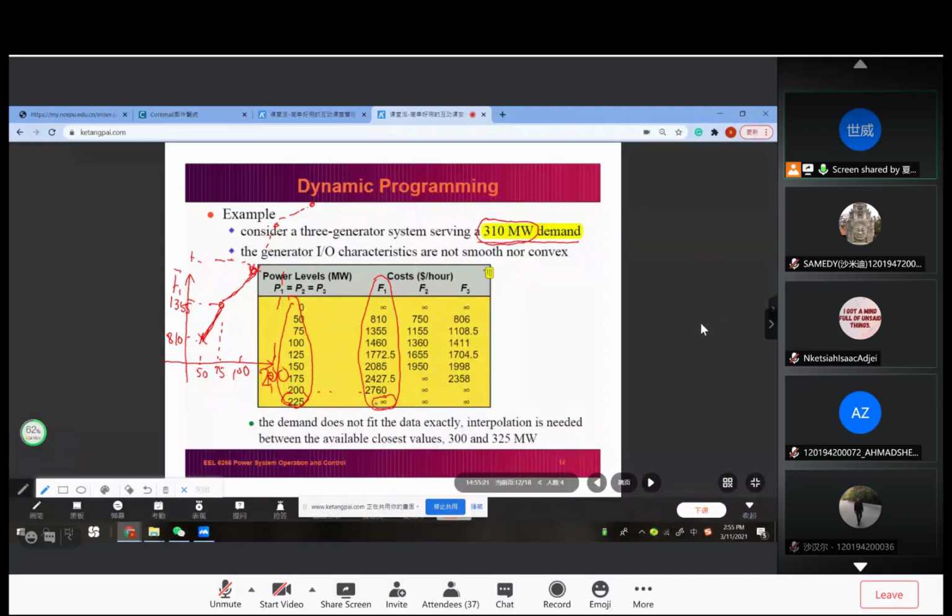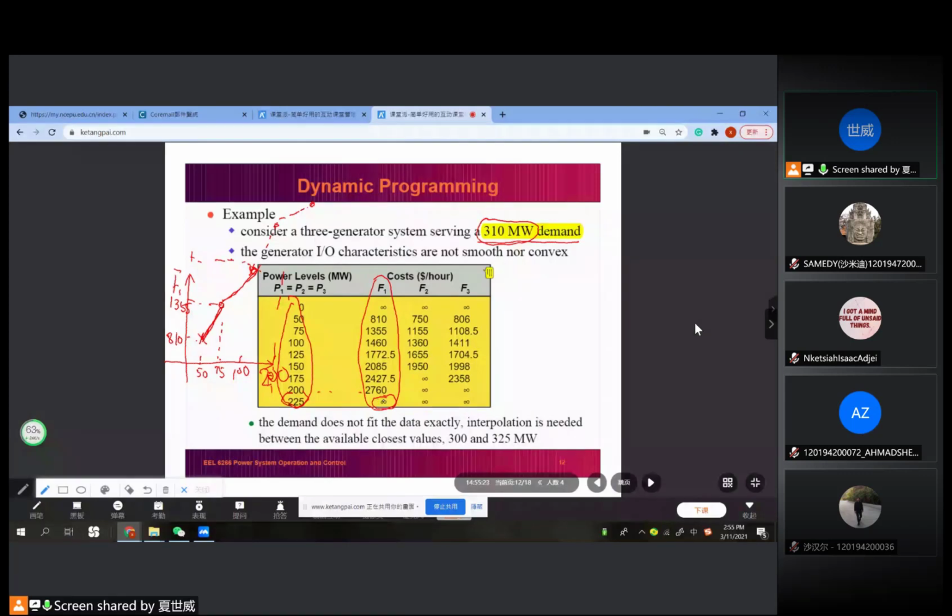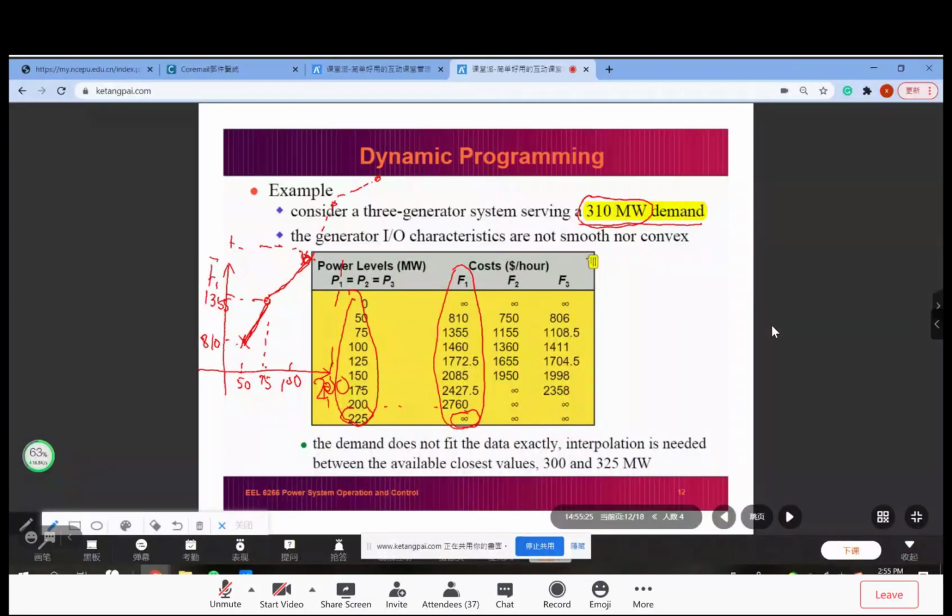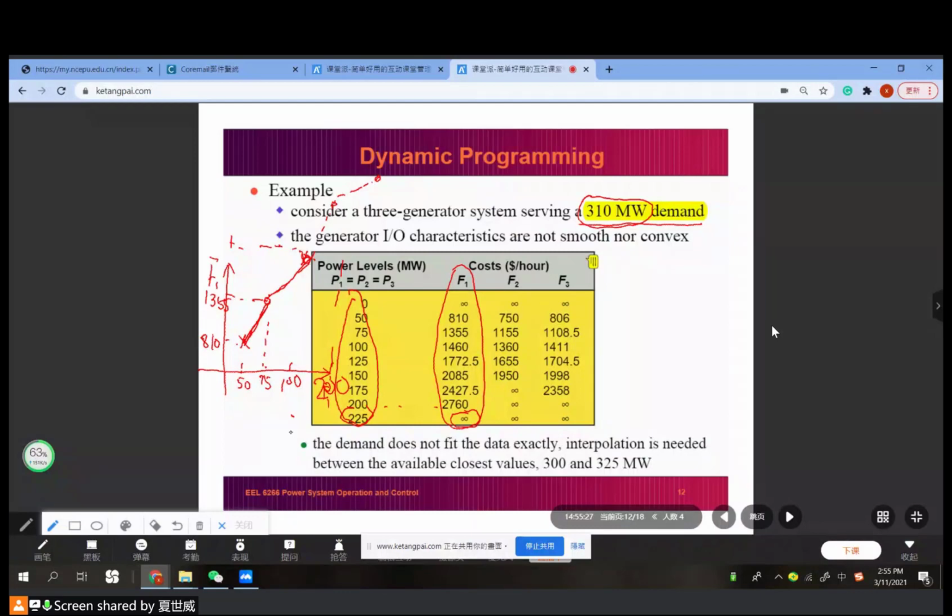The fuel cost is infinite, so that means it's impossible. For generator 1, the range is from 50 to 200. Based on this column and this column, you have the input-output curve for generator 1. It's a multiple linear segment, and the operating range is from 50 to 200.